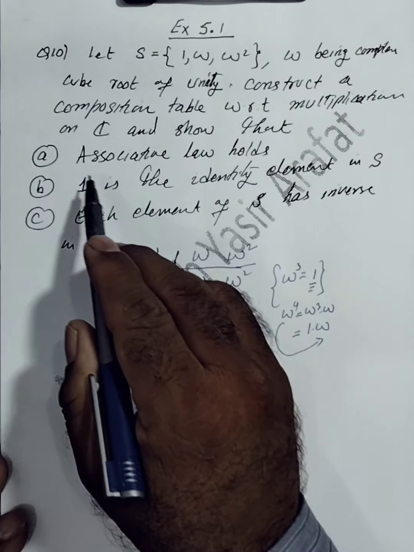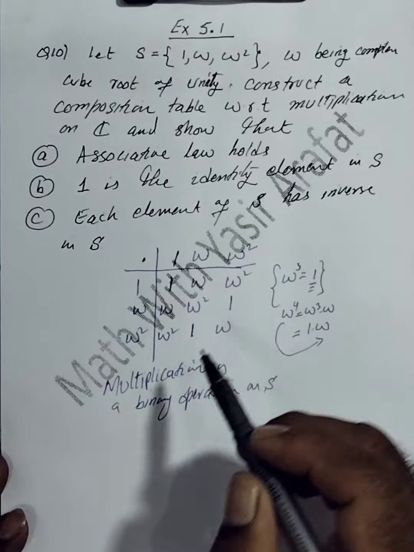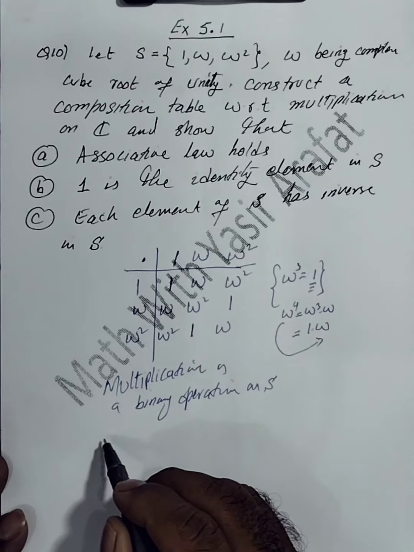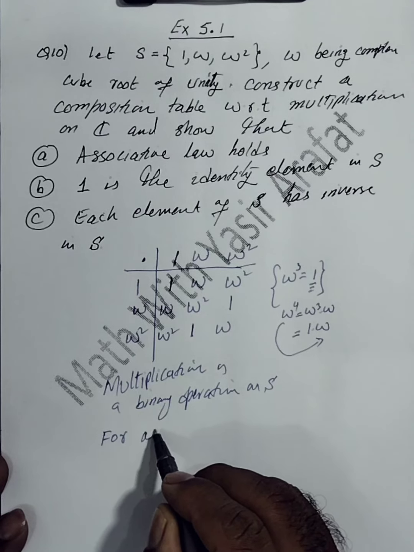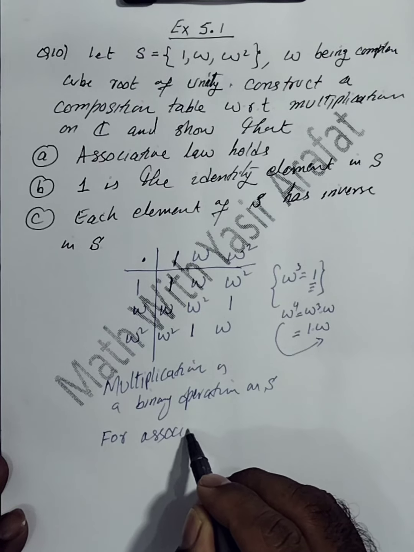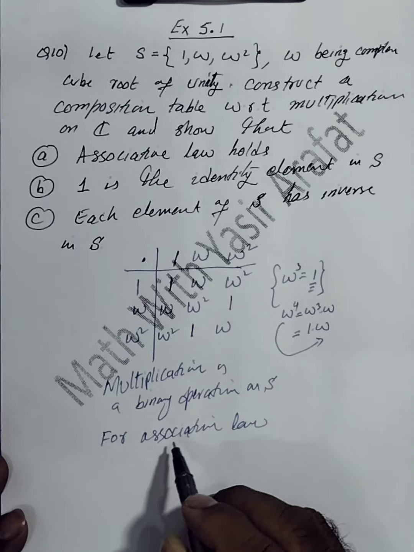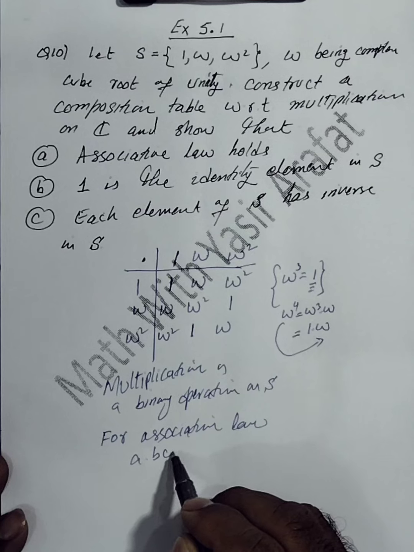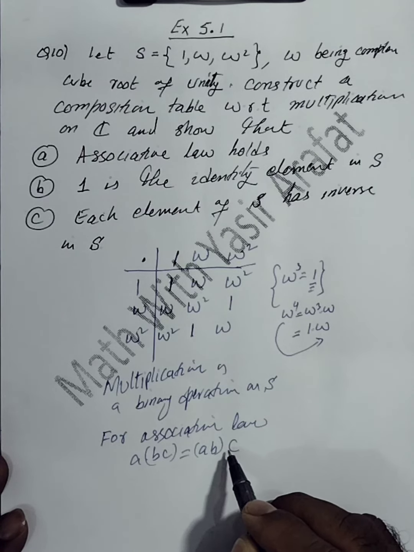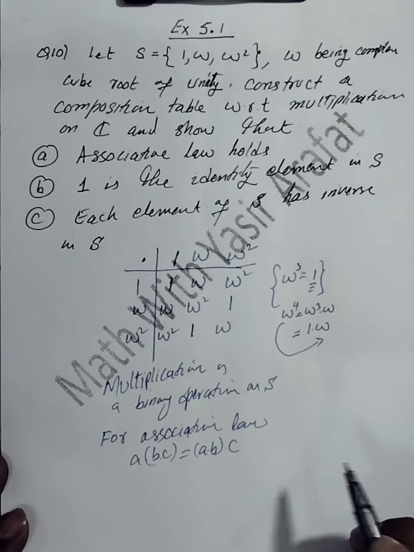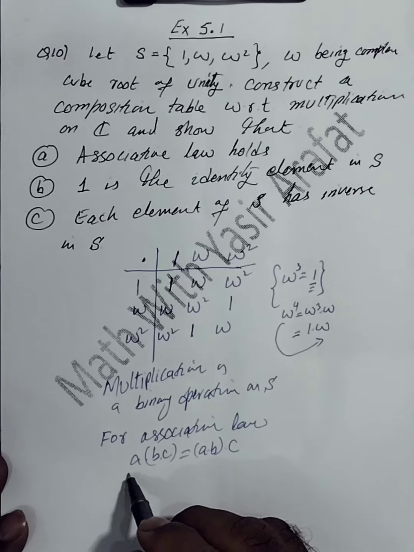Now we come to the A part here. The question says prove that the associative law holds. So first we have to take out all three elements here. For the associative law, a dot (b dot c) will be equal to (a dot b) dot c. Dot means multiplication here.